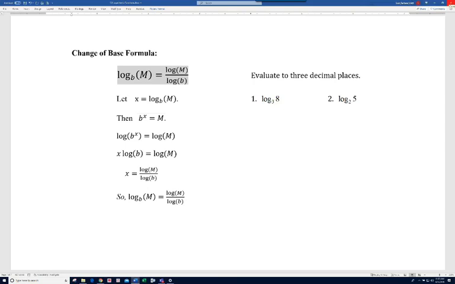Now, this is the change of base formula, and notice we start with some base b, and we end up with a base of 10. Remember, if we don't write the base, it's understood to be a common log, which is base 10. Now, I'm doing this with common logs. You could also have said this equals the natural log of m over the natural log of b. We can use common logs or natural logs. I'm just going to use the common logs.